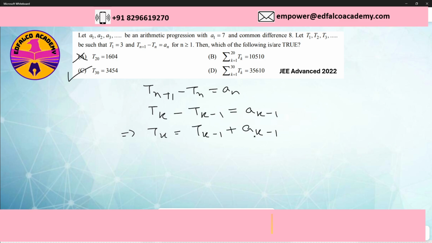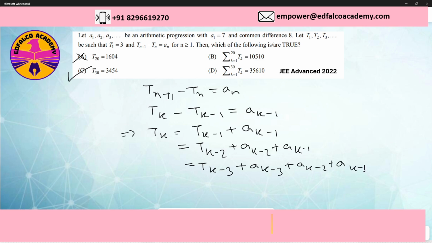This is a recurrent equation type, which means that now tk minus 1 can also be replaced as tk minus 2 plus ak minus 2 plus ak minus 1. Now tk minus 2 we can again replace with tk minus 3 plus ak minus 3 plus ak minus 2 plus ak minus 1, right? So this will keep repeating. Now a point will come where it will become t1 plus a1 plus a2 plus dot dot dot plus ak minus 1. This expression of tk will come.